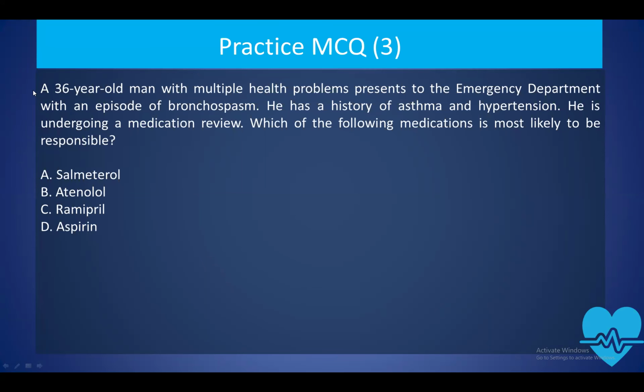A 36-year-old man with multiple health problems presents to the emergency department with an episode of bronchospasm. He has a history of asthma and hypertension. He is undergoing a medication review. Which of the following medications is most likely to be responsible? Salmeterol, atenolol, ramipril, aspirin.